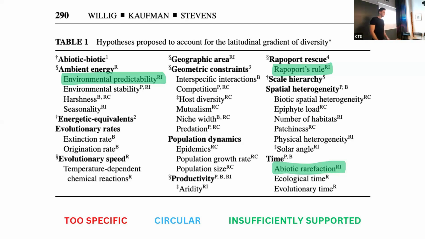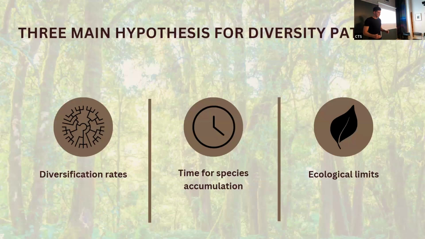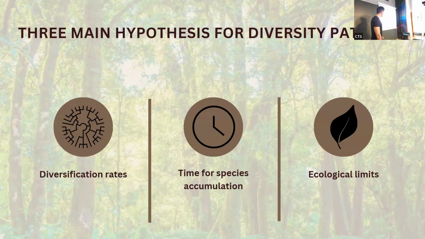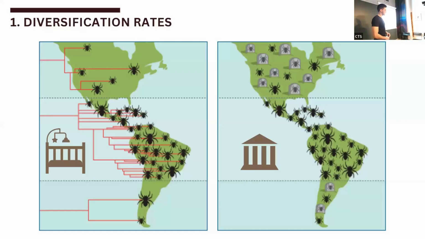Based on these, in recent years some studies have categorized this array of explanations into three higher-level explanations: diversification rates, time for species accumulation, and ecological limits. Now I will briefly explain each one of these. So, the diversification rates hypothesis suggests that some areas could act as a cradle and a museum.